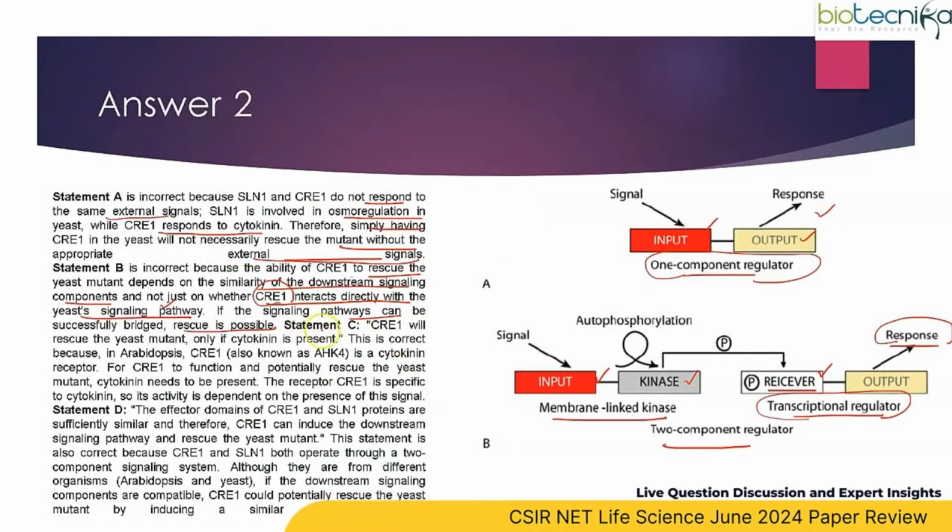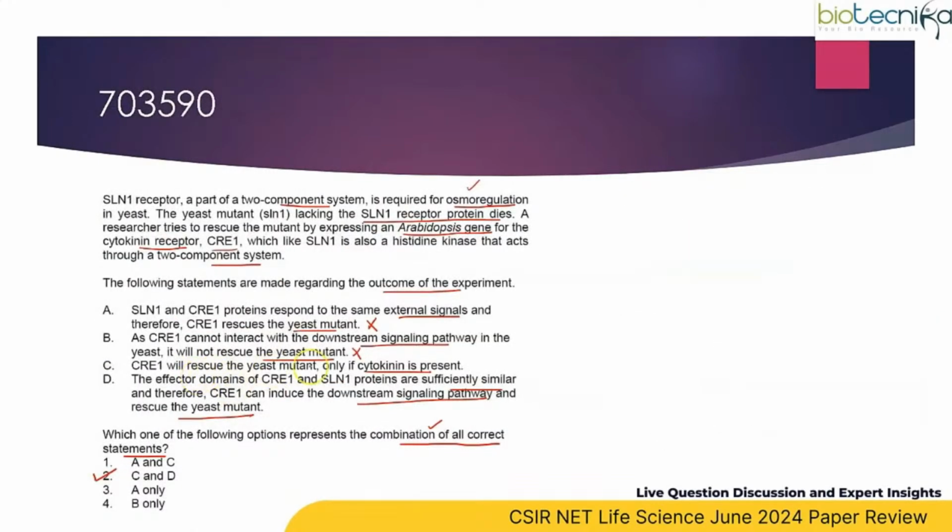C says CRE1 will rescue the yeast mutant only if cytokinin is present. Here the signal is different for both the genes. This is correct, because in Arabidopsis, CRE1 is a cytokinin receptor. So for CRE1 to function and potentially rescue the yeast mutant, cytokinin has to be present. The receptor CRE1 is specific to cytokinin, so its activity is dependent on the presence of this signal. It will rescue the yeast mutant only if cytokinin is present, because it will only respond to that. So C is correct.